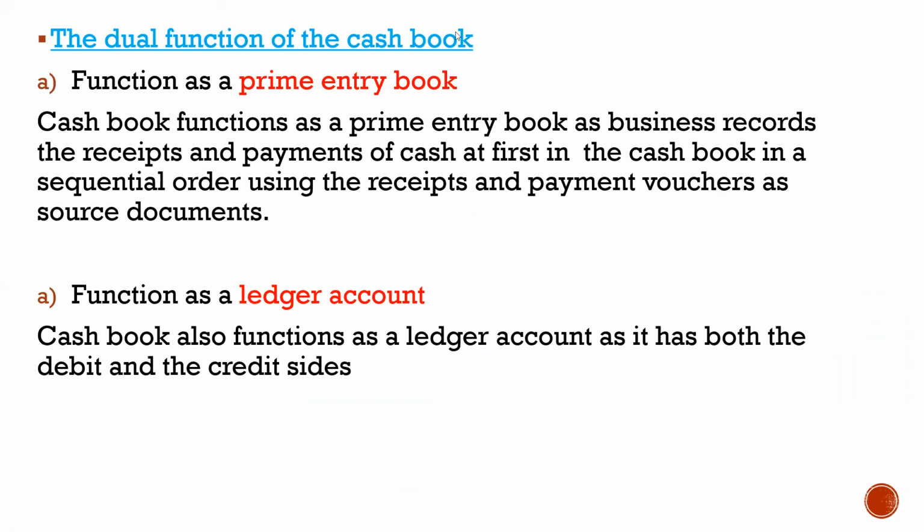This cash book has a dual function. If there's a question asking to describe the dual function of the cash book, these are the answers. First, it functions as a primary book because the receipts and payments from the source documents are initially recorded in the cash book. That is why we call it a primary book. As well, there are debit and credit entries we do while doing the business transactions. Hence it acts as a ledger account as well.